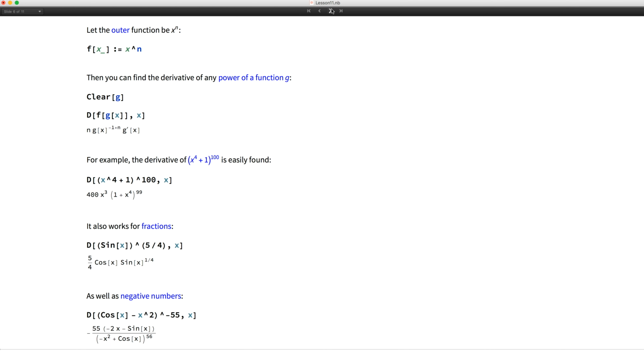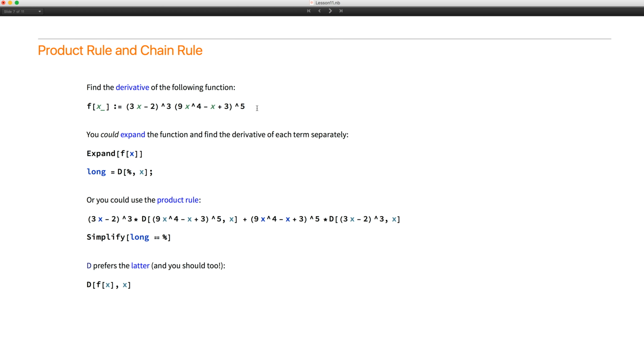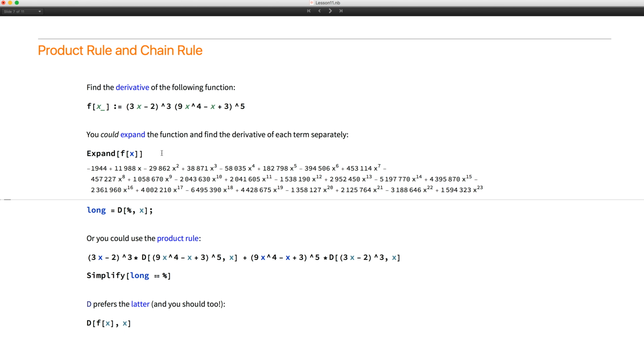Okay, now if you have a product like over here, so f of x is a product of two things, (3x minus 2) the whole cube and (9x raised to 4 minus x plus 3) the whole raised to 5, you might think that the best way to do it is to expand f. Well, you could do that and then find a derivative, but that's going to be a long, messy answer. So a much better way is to use the product rule and the chain rule together.